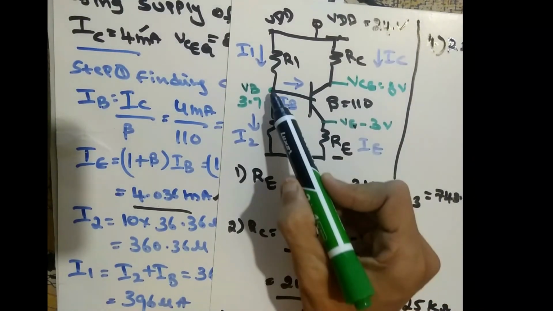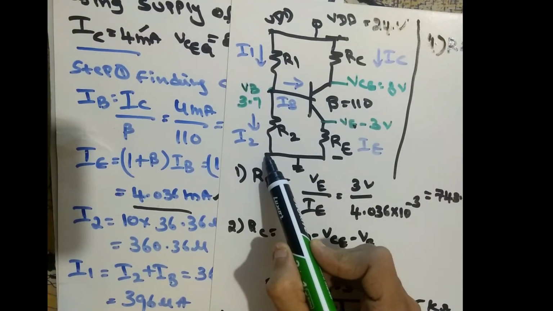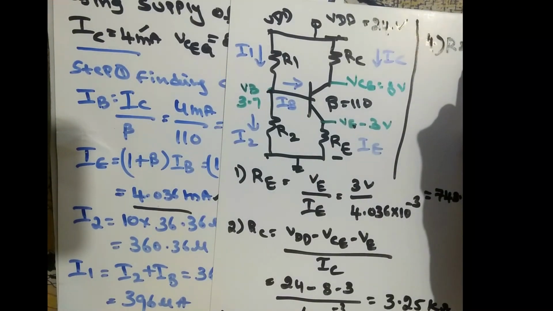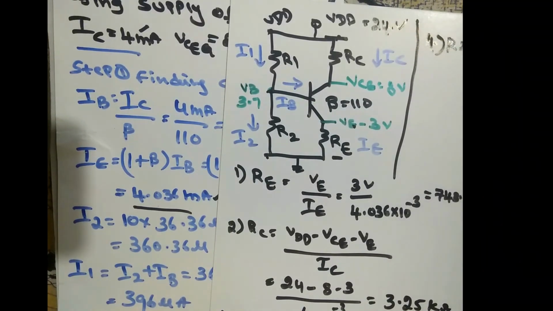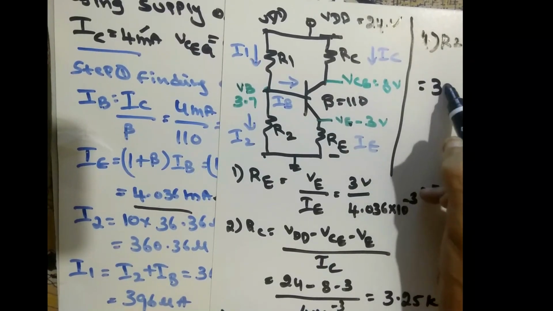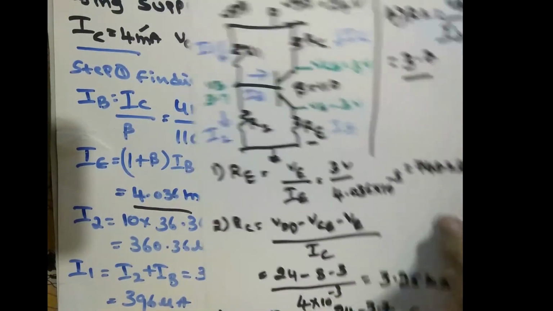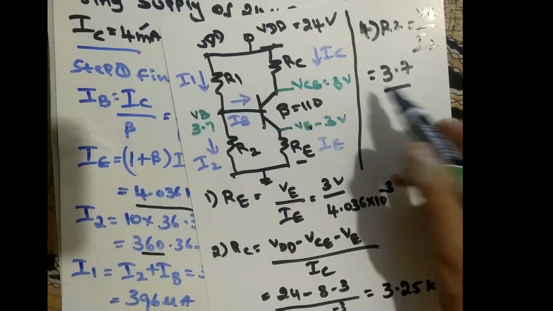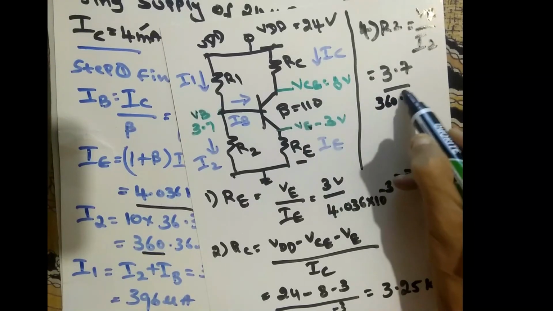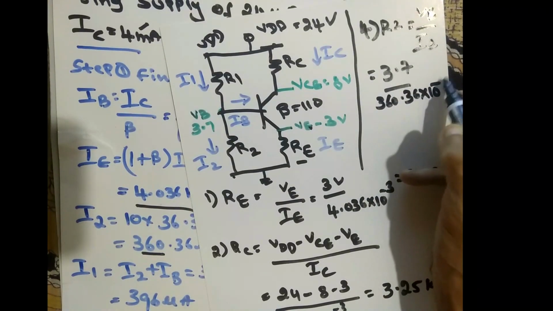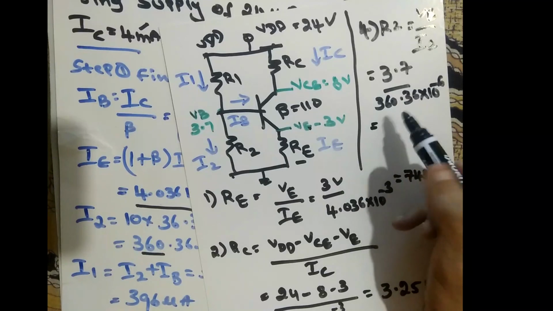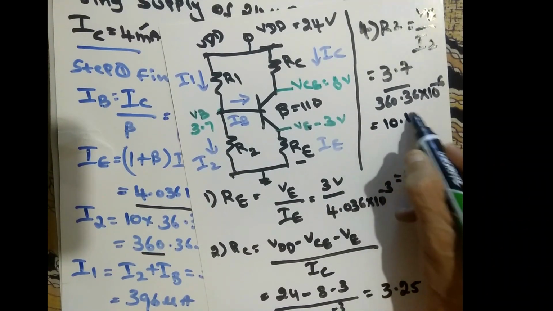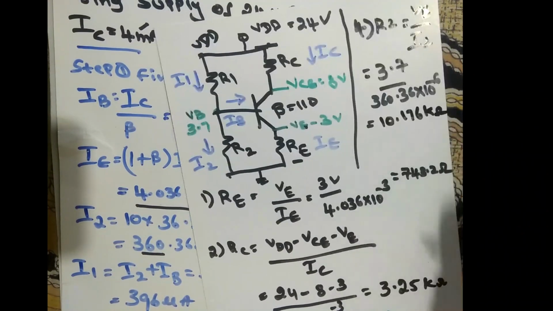If you check R2, one portion is VB, another portion is ground, and I2 is the current going on. So we can easily say that it is VB divided by I2. VB is nothing but 3.7, and the I2 value from this case we are getting is 360.36 micro, that means 10 to the power of minus 6. You will get the R2 value as 10.176 kilo ohm. These are the resistance values that you are designing.